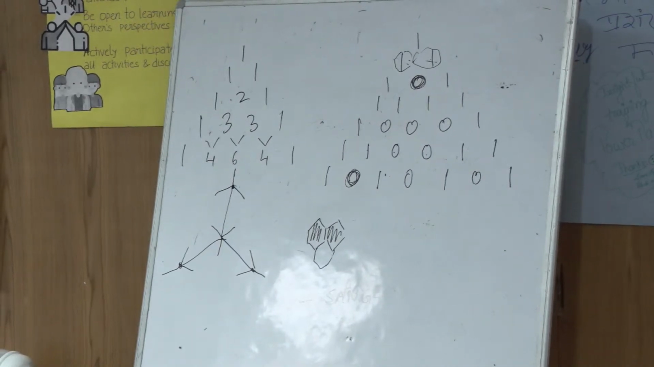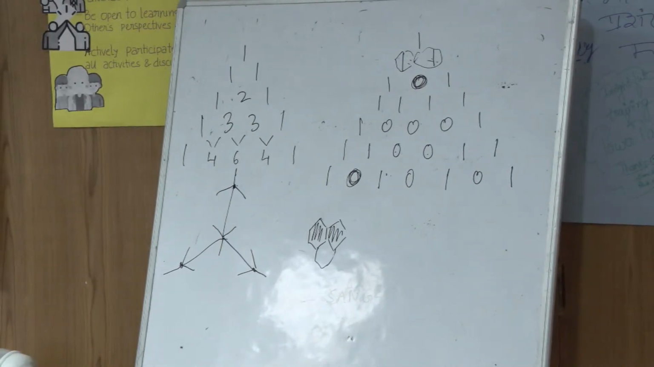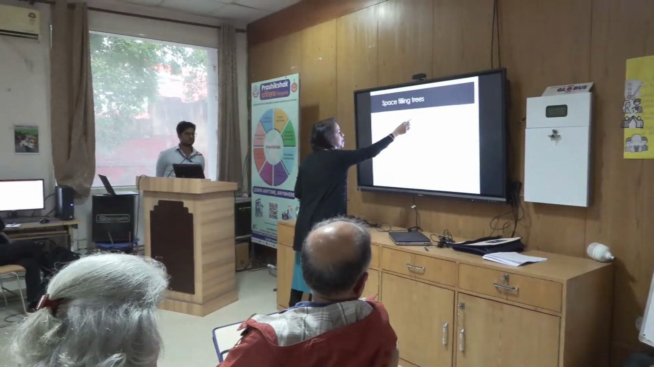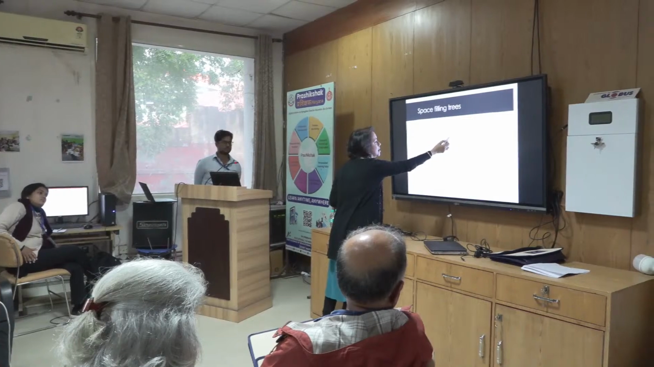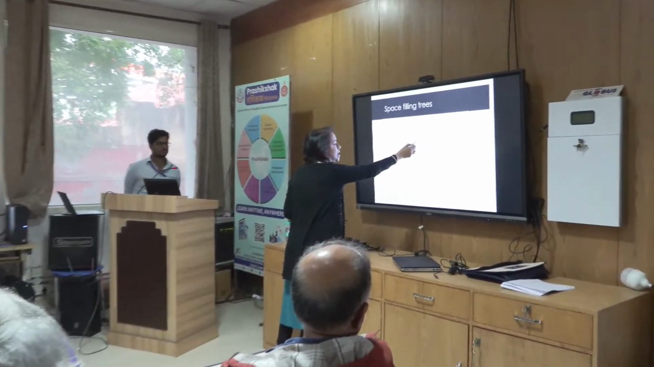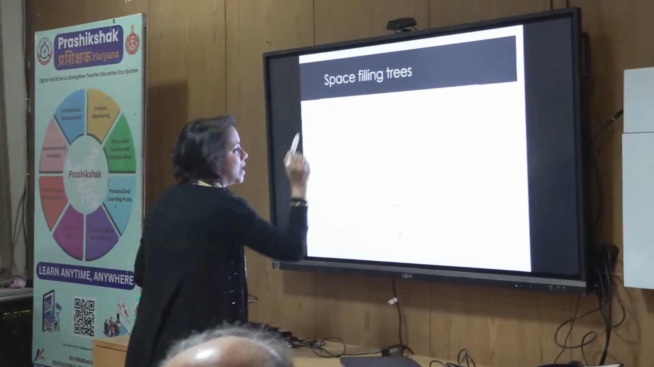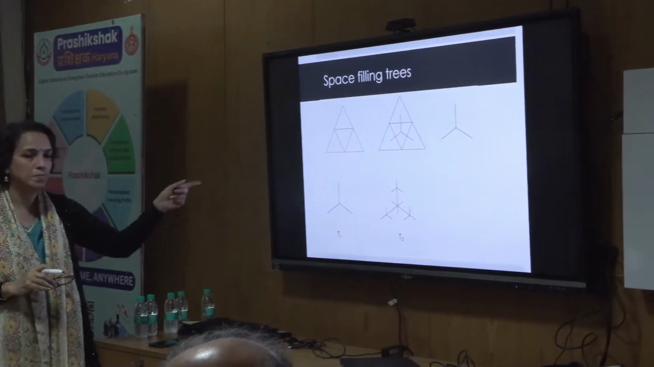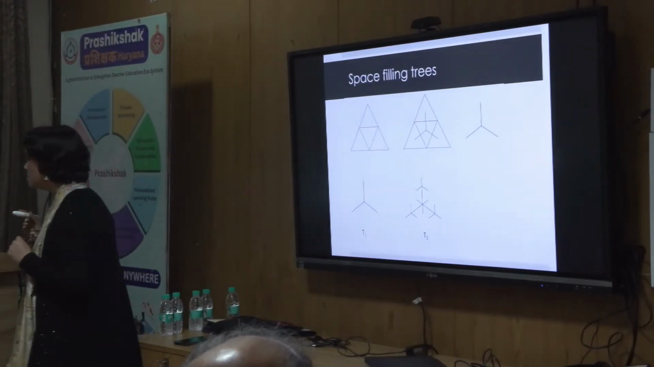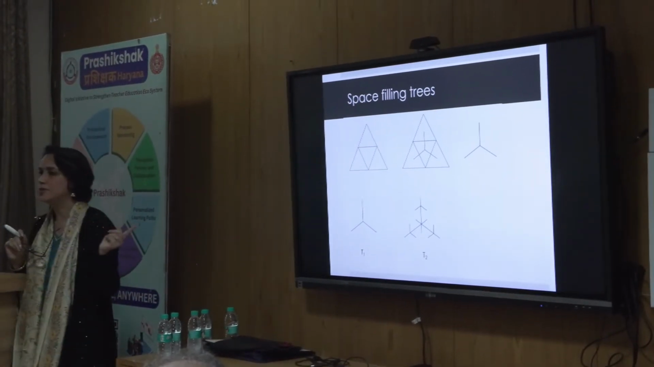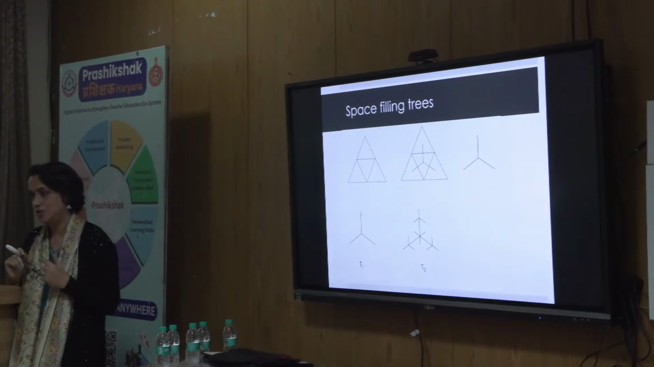And you keep repeating the process of connecting the centers. Now you note that this center is connected to the center of the upper equilateral triangle. This connects the center of this to the triangle on the left, and this connects to the triangle on the right. And this process is repeated. Keep on repeating this process. How many branches have been added at this stage?